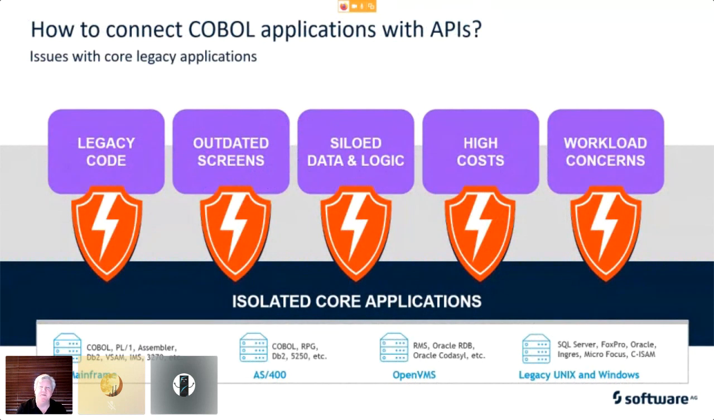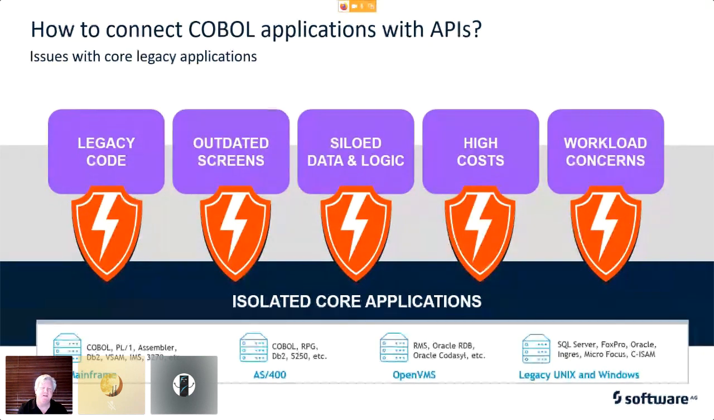There are challenges with the mainframes. We hear a lot about it, especially with COVID now. You're hearing a lot about antiquated mainframe systems. We hear that it's legacy code. We hear that it's outdated screens, that they're hard to understand, they're hard to utilize, they don't easily change. The data and the logic is siloed. It's hard to get to. We always hear about the high costs of the mainframe, as well as the workload concerns. You know, are we putting too much stuff on it?